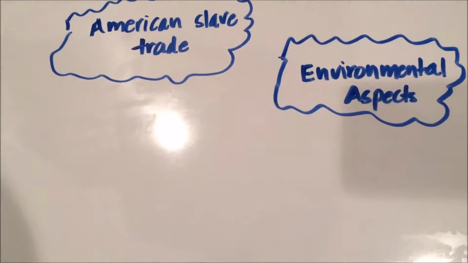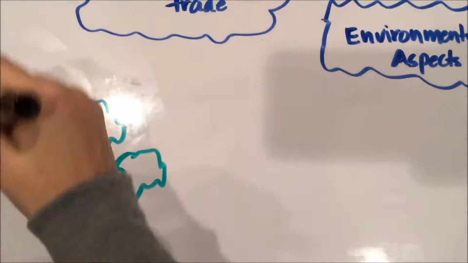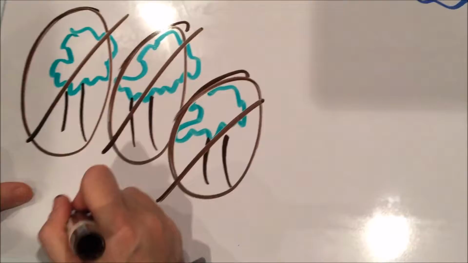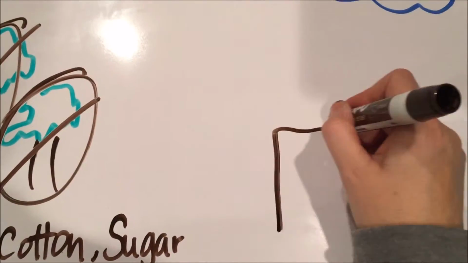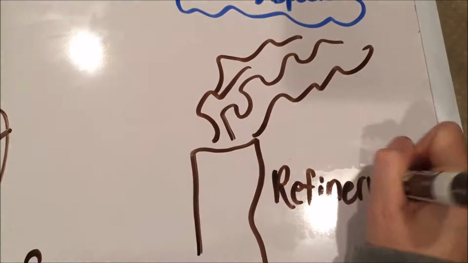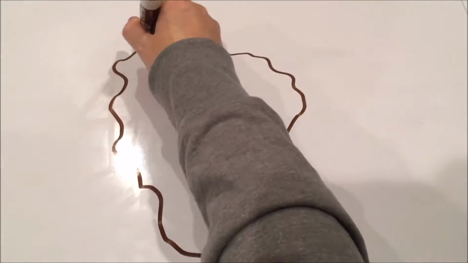Next, we're going to talk about the American slave trade's environmental effects. Now, the slave trade at first started with plantations, which caused a lot of lumber or trees to be cut down to make room for them. And later on down the road, it actually led to a lot of factories and stuff like that, which polluted the air. Now let's talk about the social effects that slavery had in Africa.